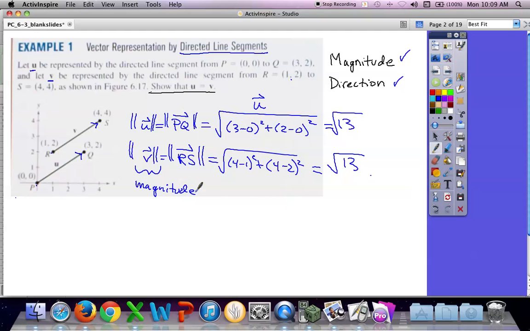Okay, so in order to show that these two vectors are equal, that they're the same, we have to show the magnitude is the same, and we did that by using the distance formula twice, right? What could we do that would represent whether they have the same direction? What quantity that we've dealt with before with lines might indicate direction?